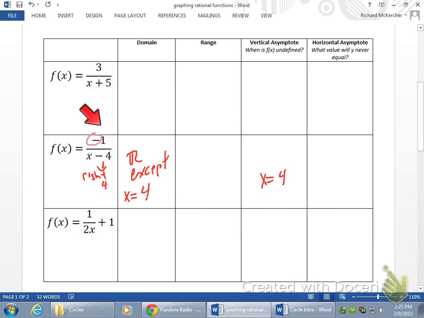I do notice on my graph that there's a negative up here, so it's going to flip my graph upside down. It doesn't really change any of the asymptotes, but it does flip it. And if you look on your calculator, you should notice that it's flipped.